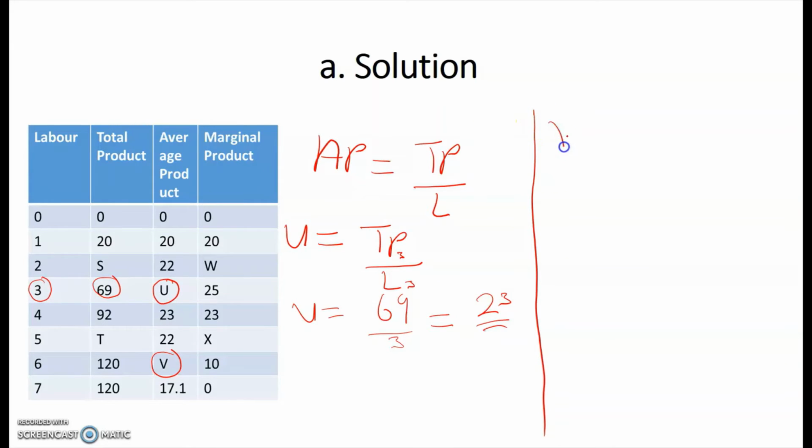So V is equal to the total product over labor. You realize that for V, we have total product, which is 120, and then labor, which is 6. So the formula will be total product at the 6th unit over labor for the 6th unit. So V is equal to 120 over 6. The final answer is 20.